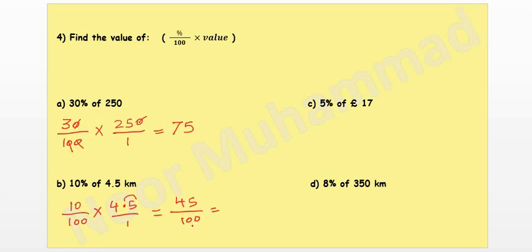Now when you will divide 45 out of 100, again we will move the decimal, but now we will move the decimal to the left side. Right now the decimal is here. When you will move it to the left side, it will reach here. So finally your answer will become 0.45, right? You have to move it 2 places to the left side because you have 2 zeros over here.